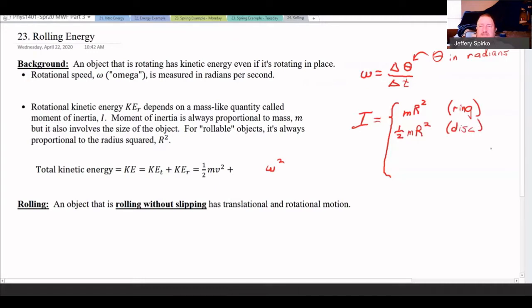So the difference between these, again, is that the ring is hollow in the middle and the disk is solid all the way through. And for the disk, there's more of the mass in close to the center. So the actual kind of average radius is a little bit smaller, and that's why there's a factor of 1/2 there. Because this capital R is the outer radius. So the actual radius of materials in a disk is a little bit smaller.